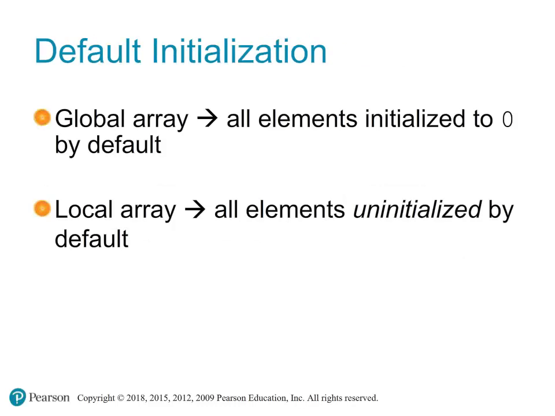When an array is declared as global, all of its elements are automatically initialized to 0 by default. When an array is declared within a function, making it local to that function, its elements are not automatically initialized. They contain garbage values until they are explicitly set.